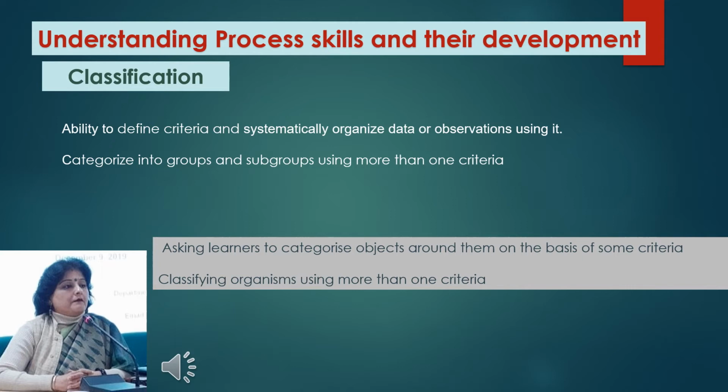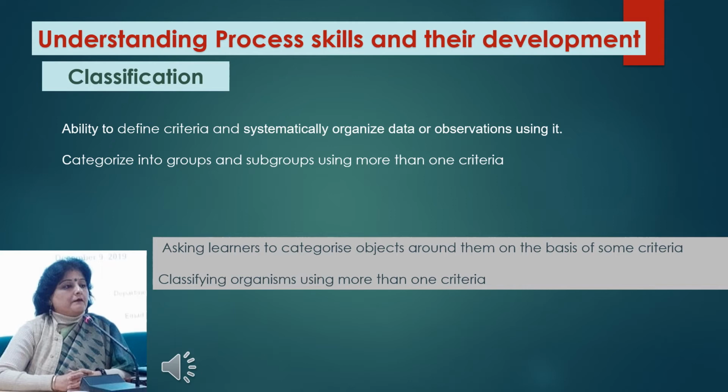So in science, when we do classification, we have to first define the criteria using which we are going to classify. And therefore, the first important thing is that we need to develop this ability to define the criteria, to identify the criteria that we are going to use. And then the next step would be to categorize using that criteria into groups and then further into subgroups.